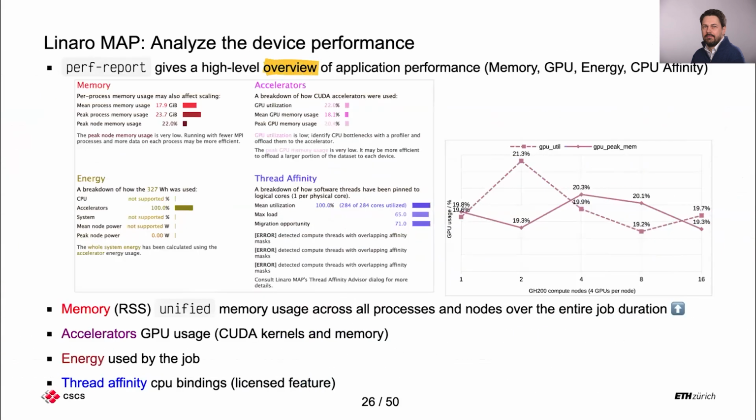Okay. And then the second part of perf report will give you information about memory. It's unified memory, so it's not very useful here. Of course, accelerators, energy, it doesn't really work on Alps, and thread affinity.